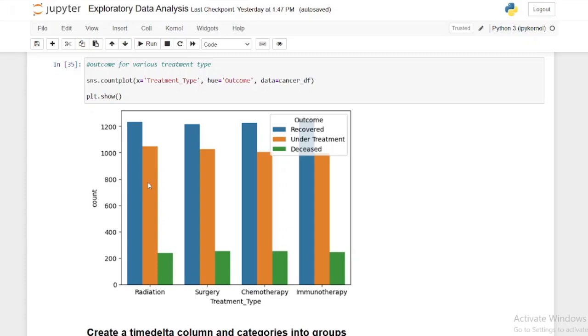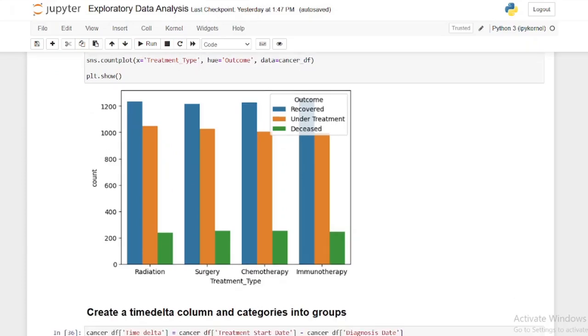So you can see that for the various treatment types, there's actually nothing of significance that can tell us, okay, we have a whole lot of patients that are recovering, those that are undergoing surgery are recovering more, or those that are undergoing chemotherapy are recovering more. Because if you look at this visualization, you can see that it is an equal spread across the various treatment types. Next, I decided to create a time data column.